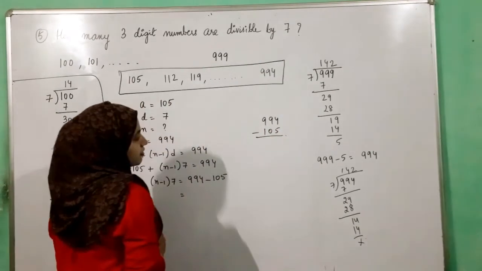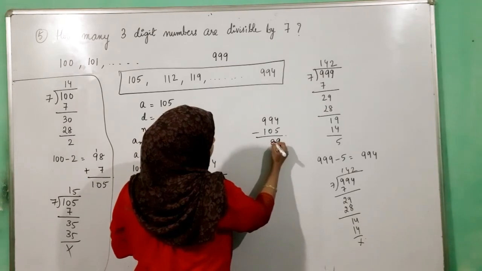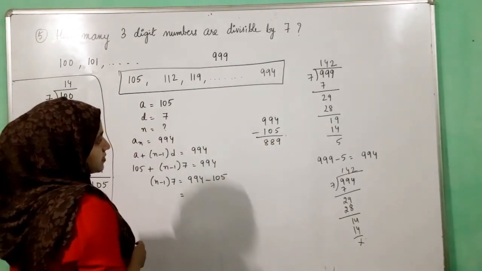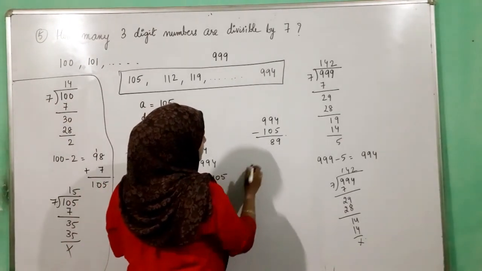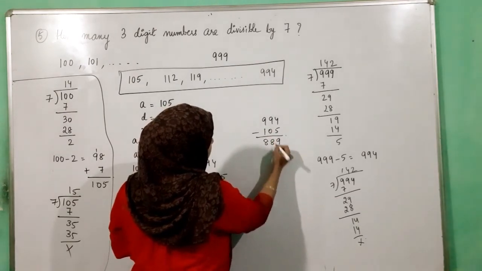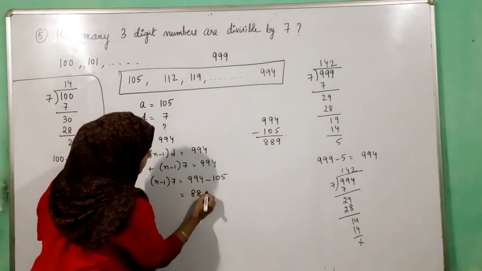14 minus 5. So that will be 9 here and 4 here. Sorry, this will be 8. Yes, 9 plus 5, 14. 9, 9. Yes, so this is 889.